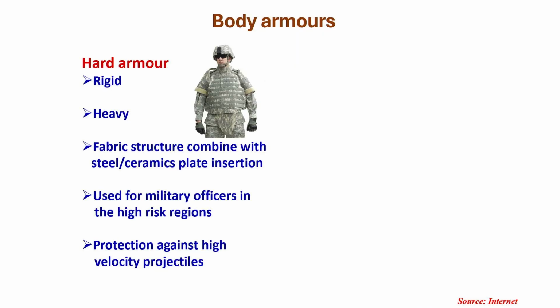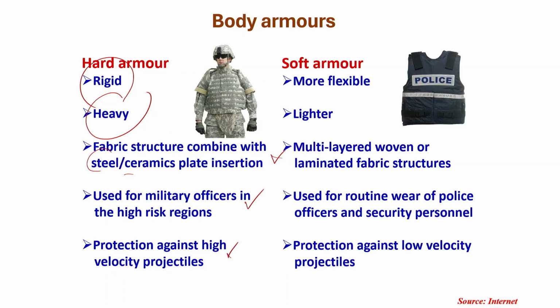Now, if you see the comparison, hard body armors are rigid and heavy. The fabric structure is combined with steel or ceramic plate insertion, used for military operations in high risk zones, and protects against high velocity projectiles. Whereas soft body armors are more flexible, lighter in weight, and use multi-layer woven or laminated fabric structures, for routine police officers or security personnel, and protect us from low velocity projectiles.